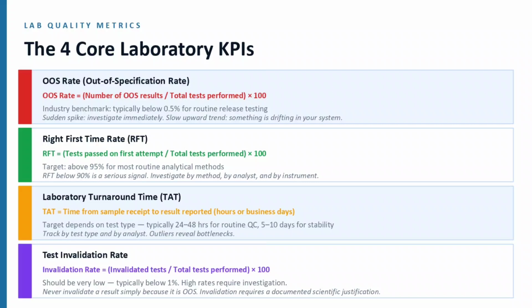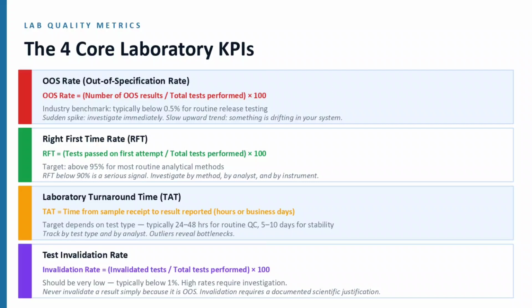Tracking this metric over time is more powerful than looking at a single month. If your OS rate is stable at 0.3%, that is normal for your system. If it suddenly jumps to 1.2% in 1 month, that is a signal. Investigate by method, by product, by analyst, and by instrument to find where the problem is concentrated.